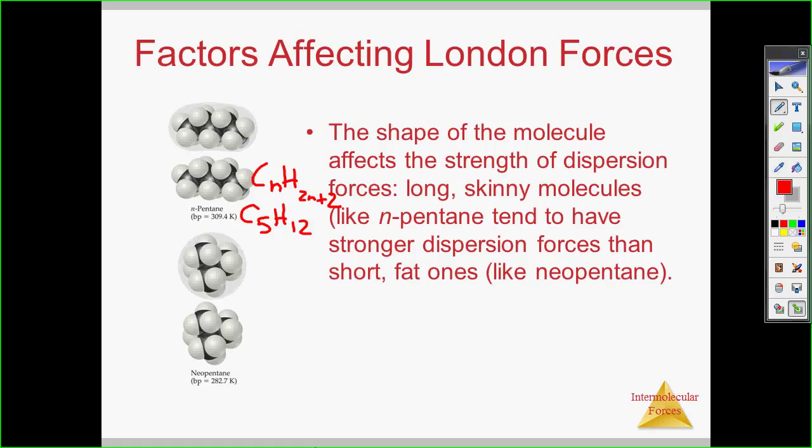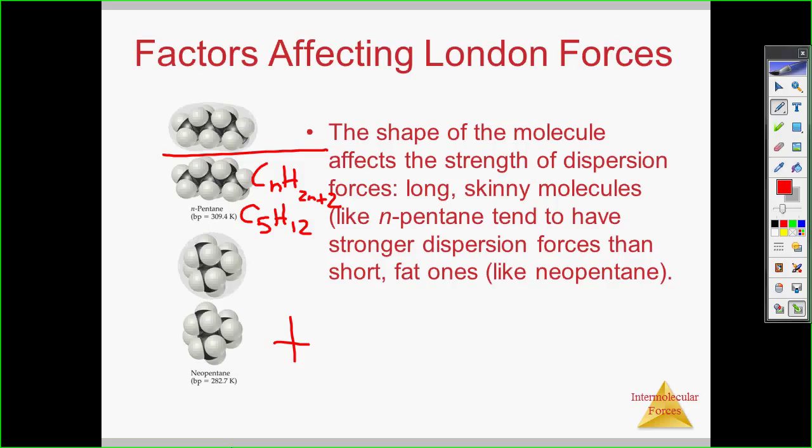In this case, neopentane, it's all going to be globbed up. This one's going to go in a straight line. This one's going to be across. When you have the carbons, two are going to stack on top of the other two, and then you have one kind of coming out.